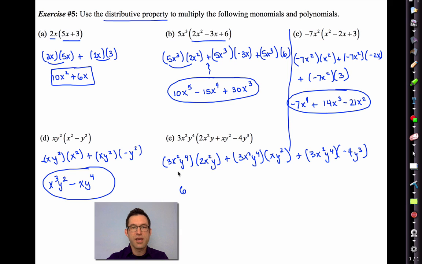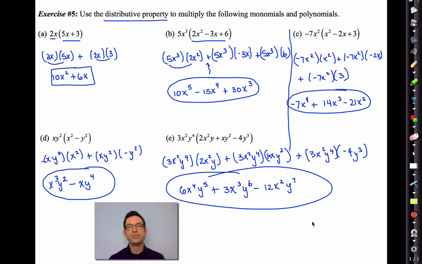3 times 2 is 6. X squared times x squared is x to the 4th. Y to the 4th times y to the 1st is y to the 5th. Plus 3 times 1 is 3. I say 1, even though there's not a 1 written there. You can always write a 1 there. X squared times x is x cubed. Y to the 4th times y squared will be y to the 6th. 3 times negative 4, negative 12. X squared times, just x squared. Y to the 4th times y cubed, y to the 7th. There we go. All right. So pause the video now and write down anything you need to.